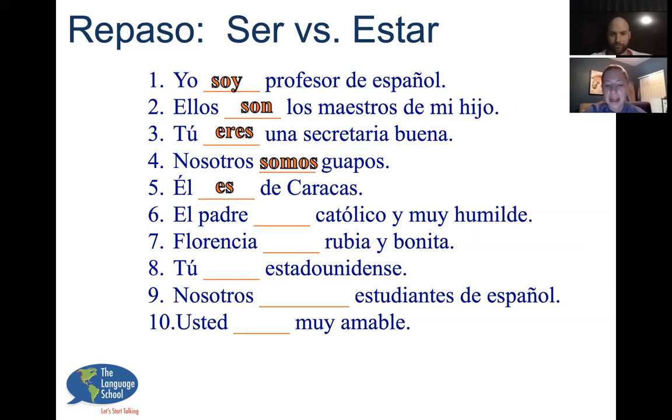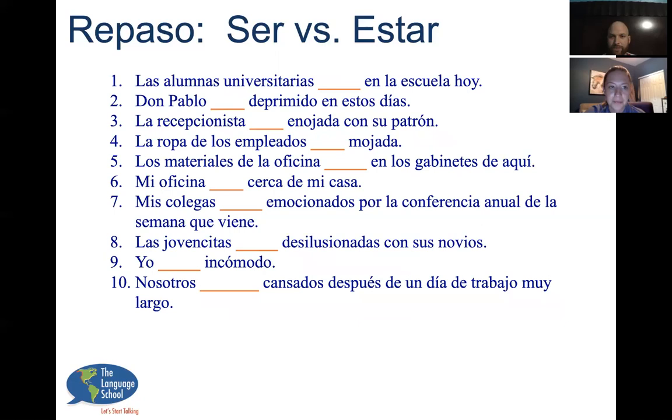El padre es católico y muy humilde. Muy bien. Florencia es rubia y bonita. Tú eres estadounidense. Nosotros somos estudiantes de español. And usted es muy amable. Muy bien. All right, same thing here.